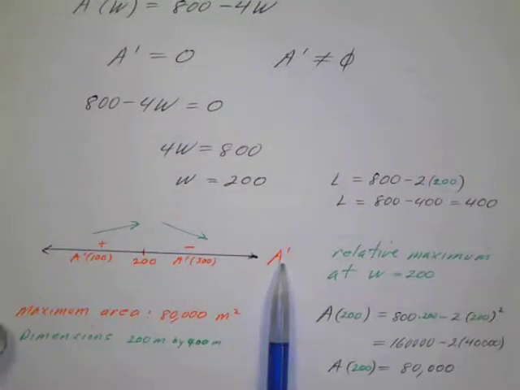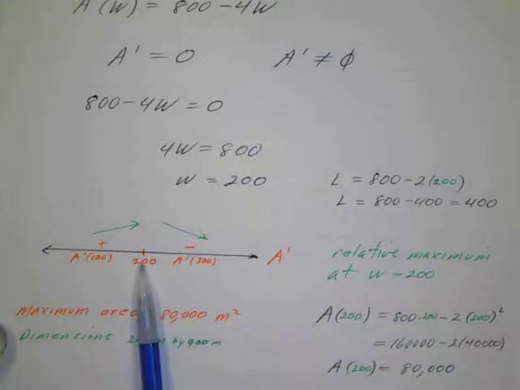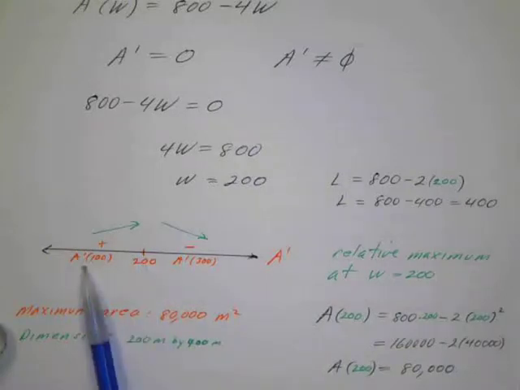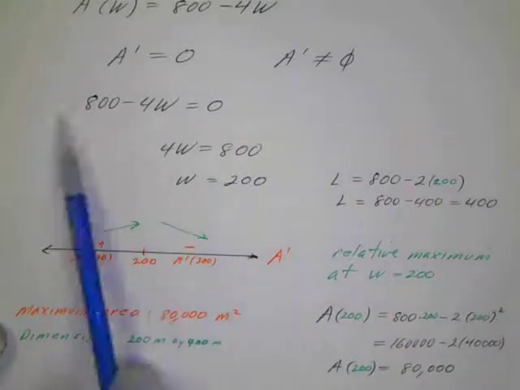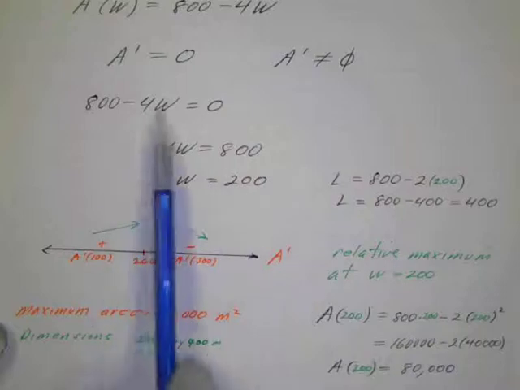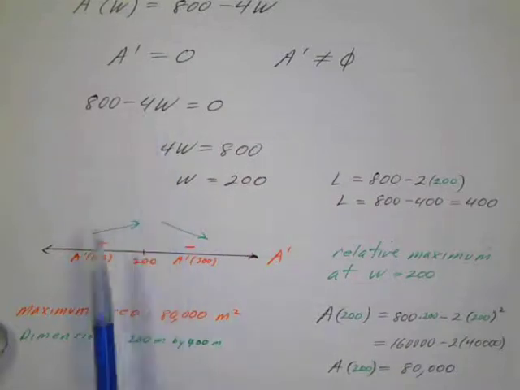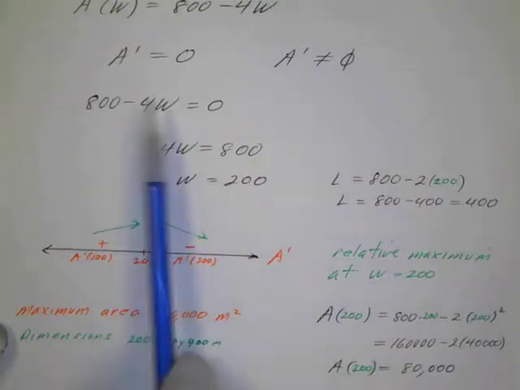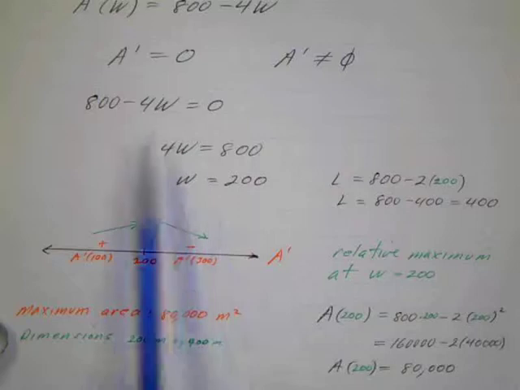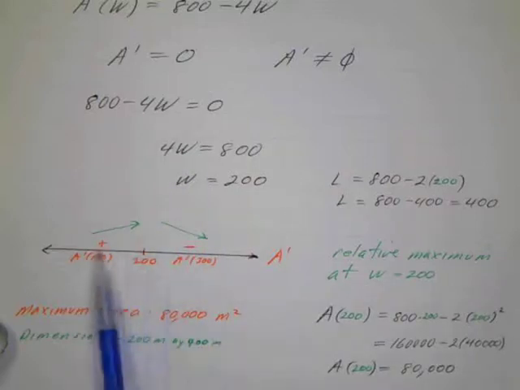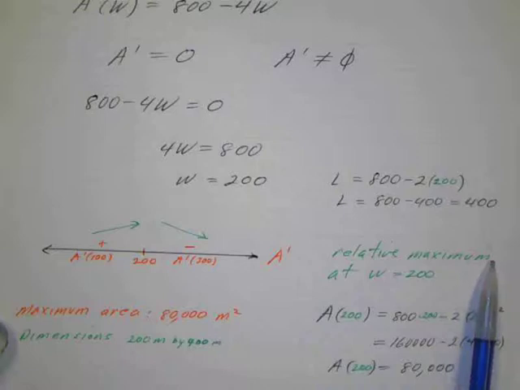So here's my function. And I can put my 200 here, and I can try values. I can try 100 and 300 into this. If I put 100, 800 minus 400 is positive. If I put 300, 800 minus 1200 is negative. That was easy to substitute in. So I'm positive, negative. So I'm increasing, decreasing. So it looks like I have a relative maximum at W equals 200.